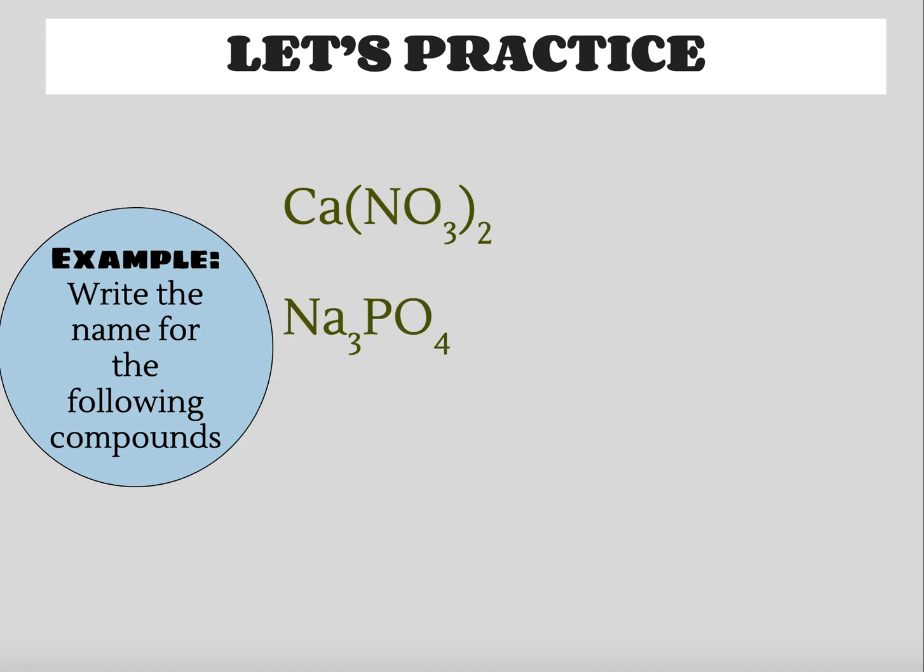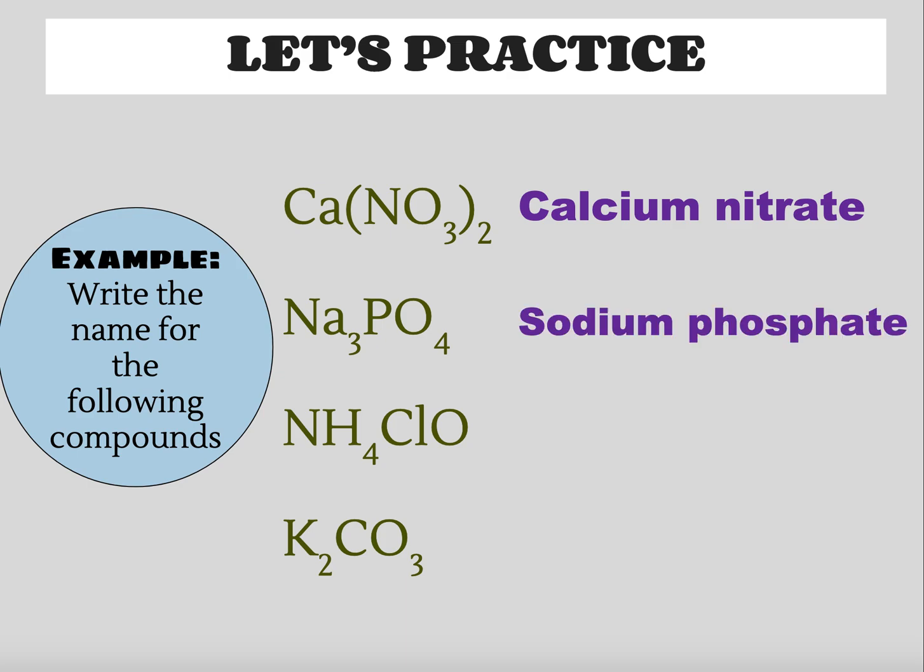Let's try some with polyatomic ions. Notice all of the capital letters. That's how we know it's polyatomic. So pause the video and try doing these 4. Okay, let's look at the answers.